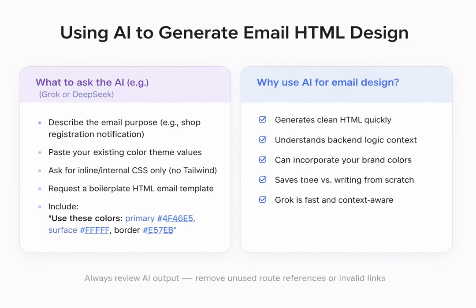When prompting the AI, describe what the email is for, paste your project's color theme values so the email matches your website's look and feel, and explicitly ask for internal or inline CSS only, no Tailwind. You can also paste your mailable class code so the AI knows what variables are available. One thing to watch out for: AI sometimes generates route references or links that don't exist in your project. Always review the output and remove or fix any invalid named routes, replacing them with plain URL strings instead.